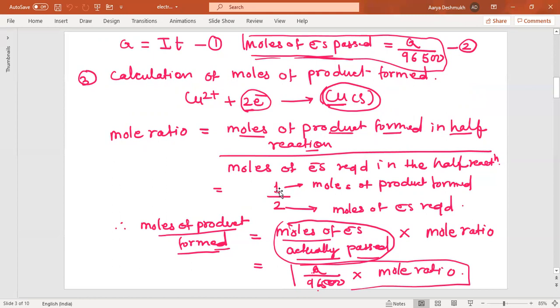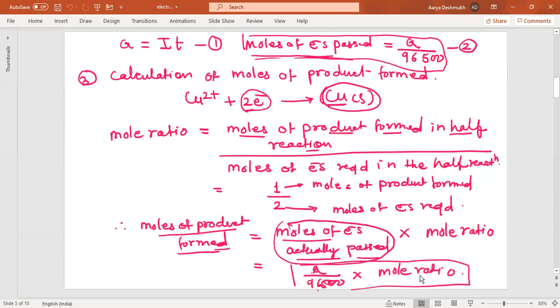Once we get to know this mole ratio, we will be able to find out the moles of the product formed. The moles of the product formed is nothing but related to the moles of electrons actually passed. Moles of electrons actually passed can be calculated by Q divided by 96,500. So we can substitute here Q divided by 96,500 into the mole ratio.